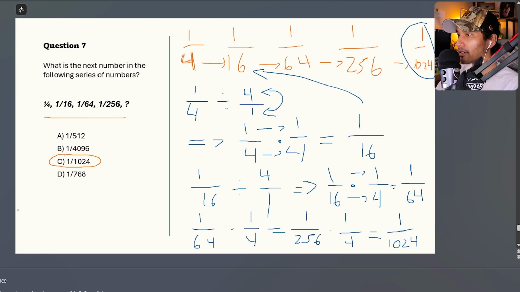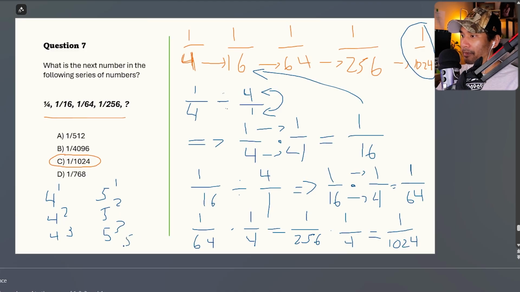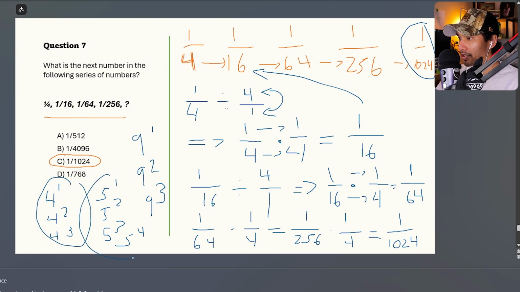Or you can know the powers, right? So the powers of 4 and what they equal. 4 to the power of 1, 4 to the power of 2, 4 to the power of 3. You got to know those. 5 to the power of 1, 5 to the power of 2, 5 to the power of 3, 5 to the power of 4. You have to know these. 9 to the power of 1, 9 to the power of 2, and then 9 to the power of 3, then it gets a little complicated there. But these ones definitely will be on the test. Like 2 to the power of 2, 2 to the power of 3. Those will definitely be on the test.